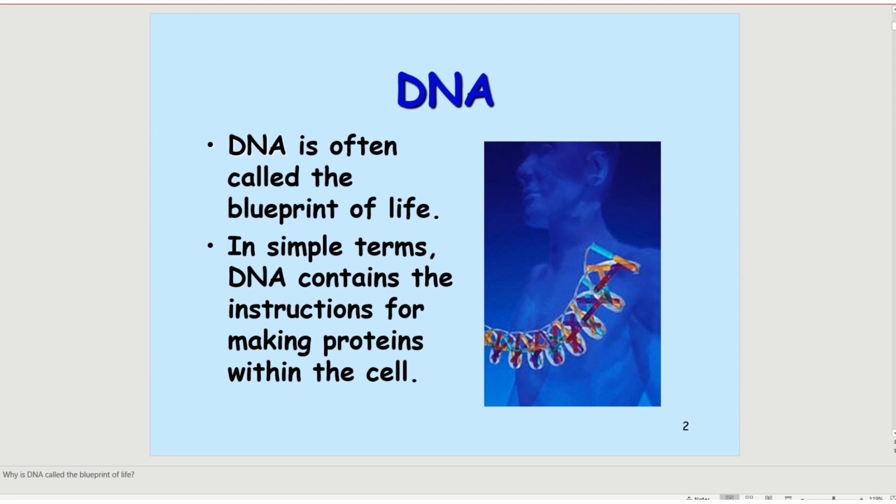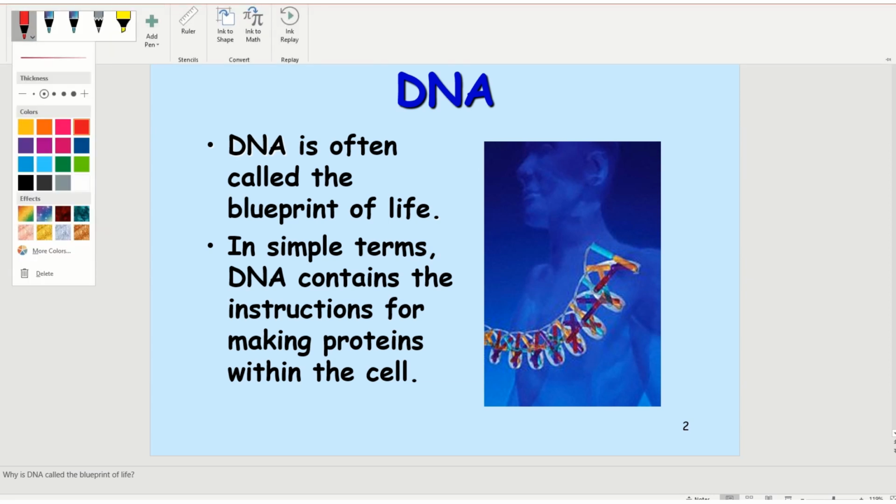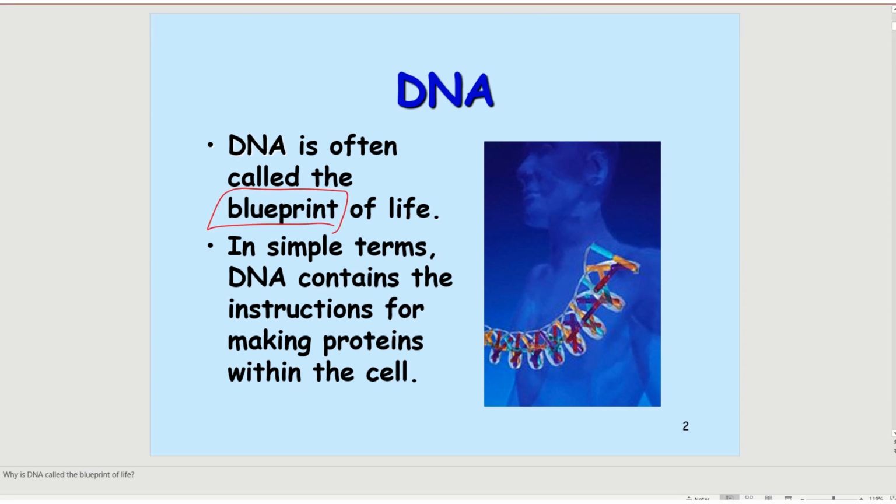DNA is often called the blueprints of life. In simple terms, DNA contains the instructions for making proteins within the cell. In case you don't know what a blueprint is, it's the paper that says what your house is going to look like. It literally is blue, and it has lines that say, this is the restroom, this is going to be a closet, and this is the main room, the bedroom. So that's a blueprint. And in you, it is your instructions for your cells.